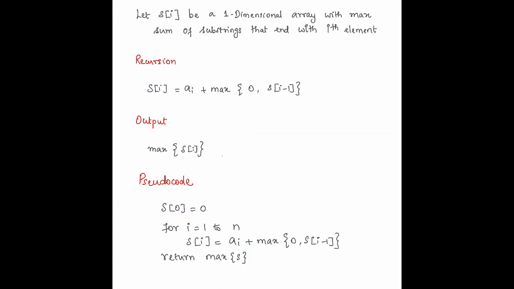The pseudocode for this algorithm is very simple. We have our base case set here. We have one for loop to loop through n elements. This will have a time complexity of O of n. We have an arithmetic operation, which will take constant time, and the overall time complexity is going to be O of n. So here we have a linear time algorithm, and this is our solution.